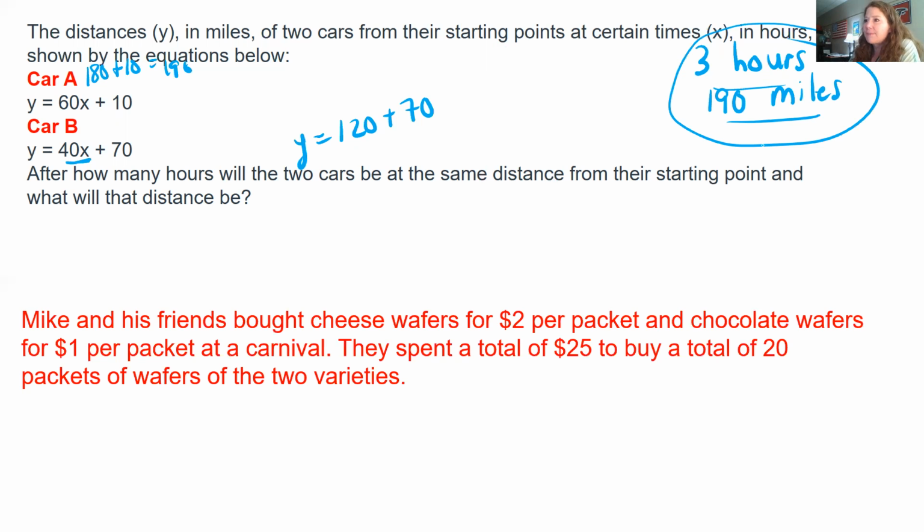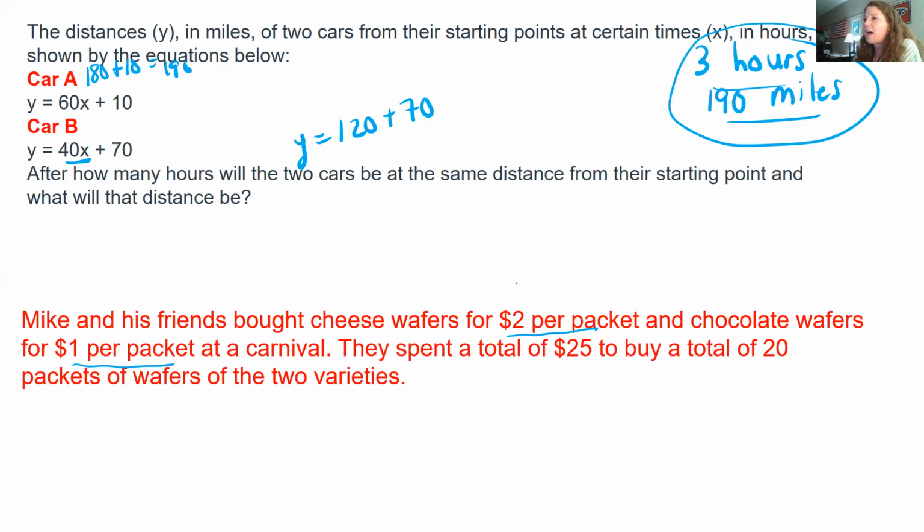Mike and his friends bought cheese wafers for $2 per packet and chocolate wafers for $1 per packet. So there are two different things going on: how much money they spent and how many packets of wafers they bought. One of our equations has to do with the number of wafers. The other one has to do with money.